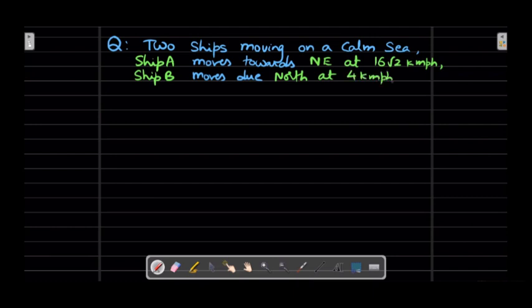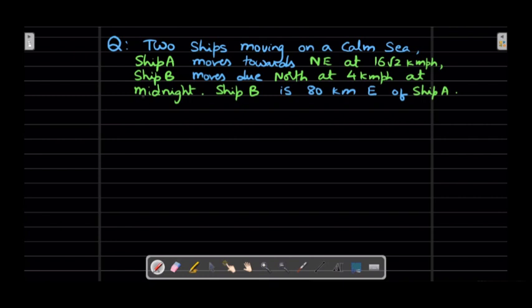At midnight. Midnight means 12 or 00 hours as they call it. Midnight, the ship B is 80 kilometers east of ship A. Ship B is 80 kilometers east of ship A. So that is a position of one with respect to other.